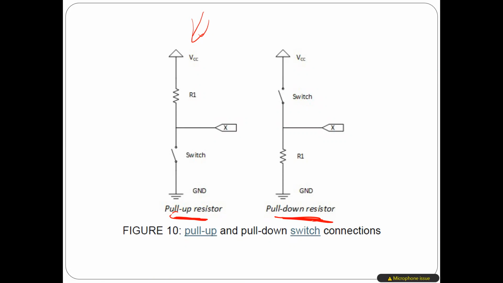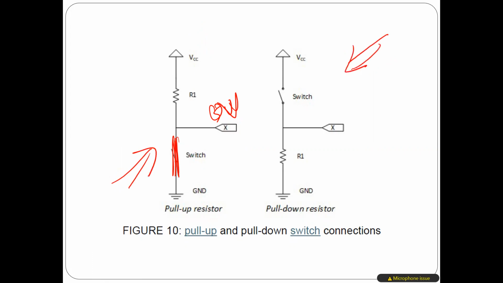So let's look at this one first. If the switch is open, that means you are inputting VCC, and VCC is 5 volts, so you are inputting 5 volts. Any switch has two positions. One position gives you 5 volts, and the other gives you 0 volts. If the switch is open, you get 5 volts, but if you connect the switch this way, you get 0 volts. So this is one way to do it.